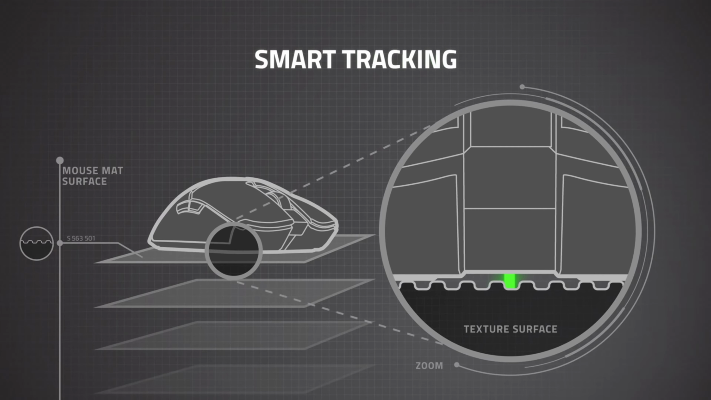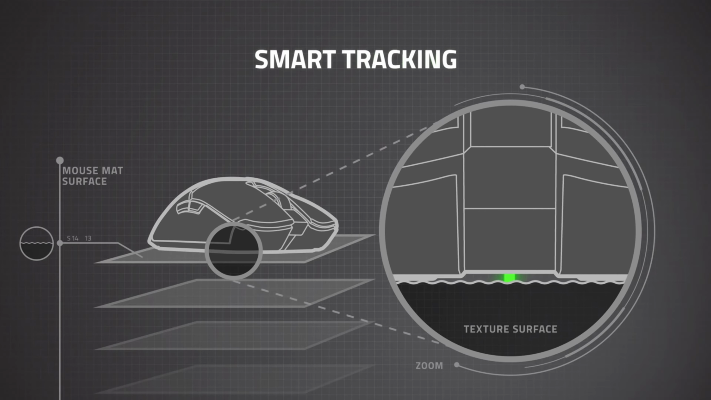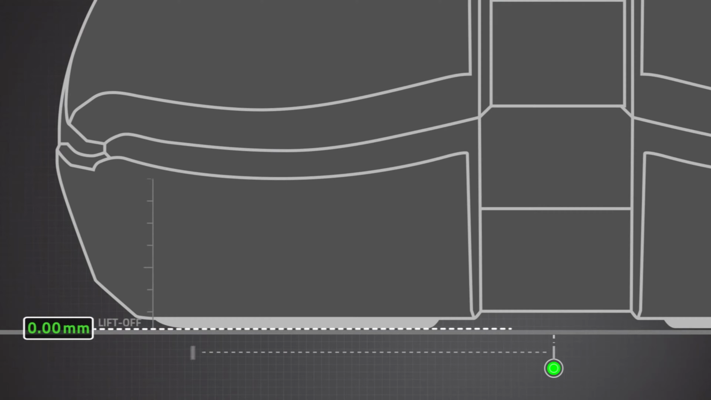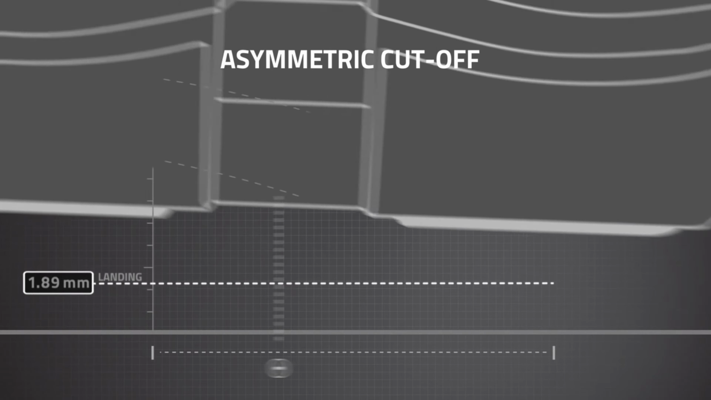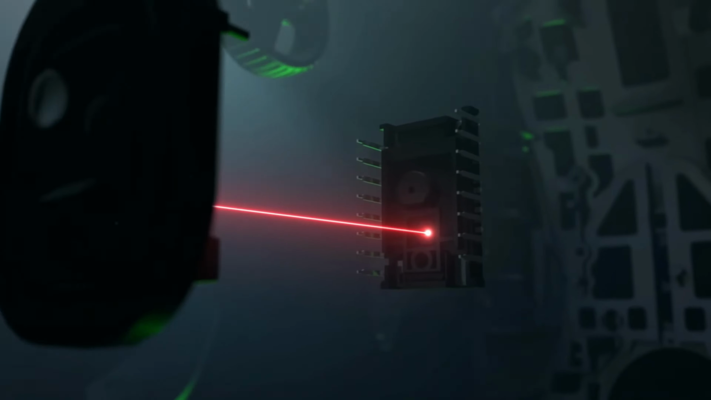Now, this sensor also has smart tracking, which essentially allows the mouse to calibrate the sensor on the fly, regardless of whatever surface it's being used on. The sensor also has the capability to adjust itself during liftoff, so when you need to lift the mouse up from the surface to readjust positioning, and with asymmetric cutoff, you can adjust the height, and it will continue to keep tracking your movements, and once you reach a certain threshold, it will stop.